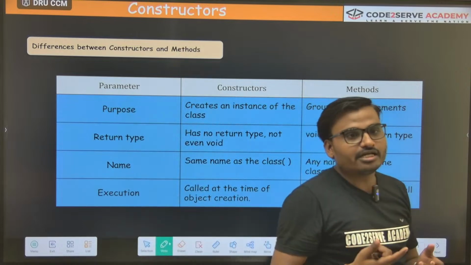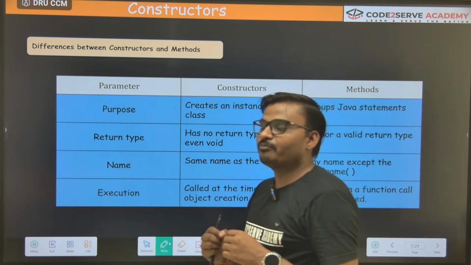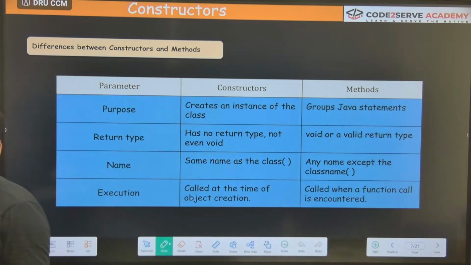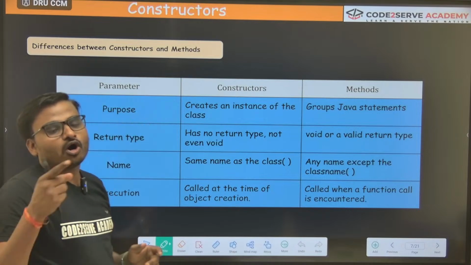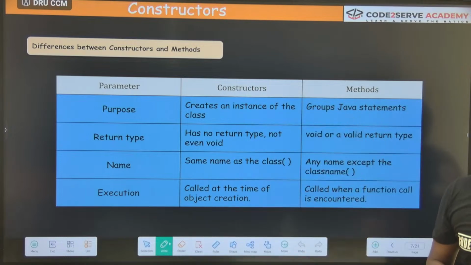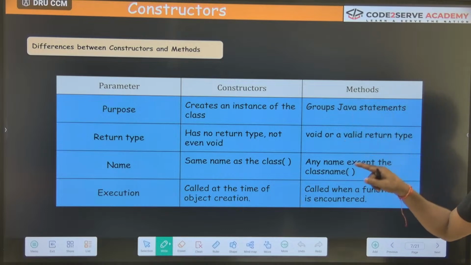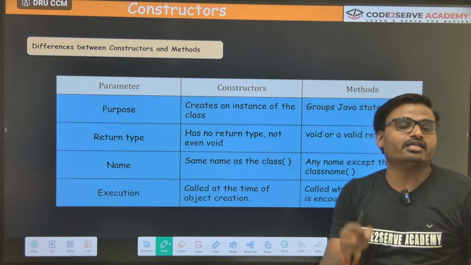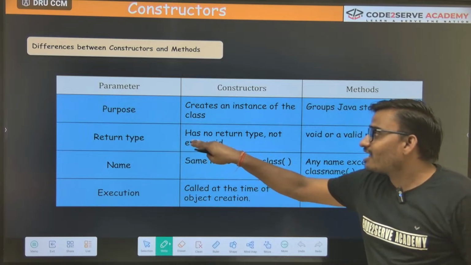A method we generally create to group a number of statements. Suppose I have given you a program to reverse a number. To reverse a number, there is some set of statements that you will be writing, suppose 10 statements. Now you want to call it again and again. That means you can group it into a function and you can call it n number of times. So that is the use of a method. A method we generally use to group statements. But a constructor we use to create an instance of the class, that is the object of the class. Got it?